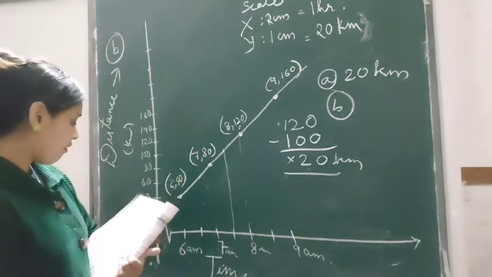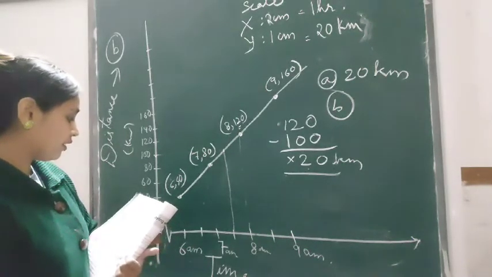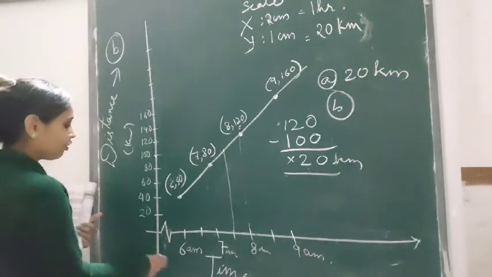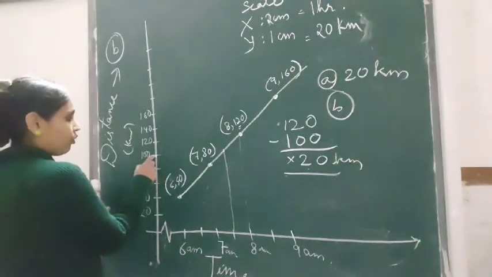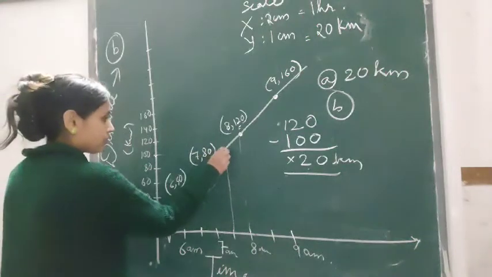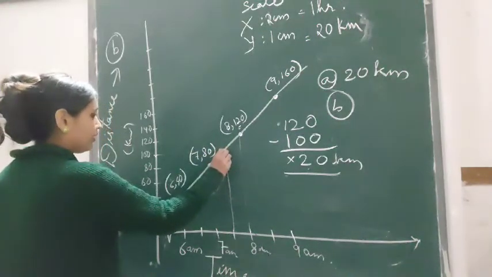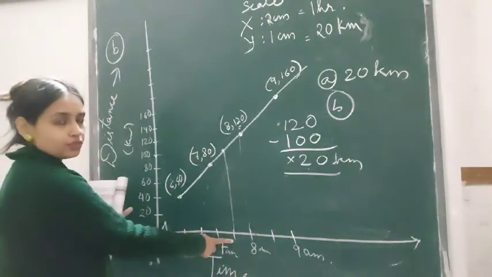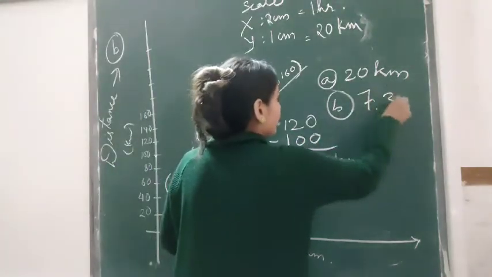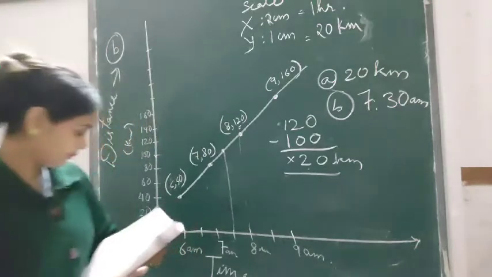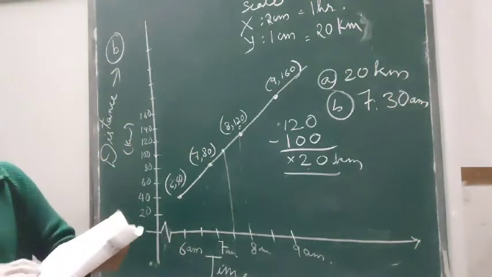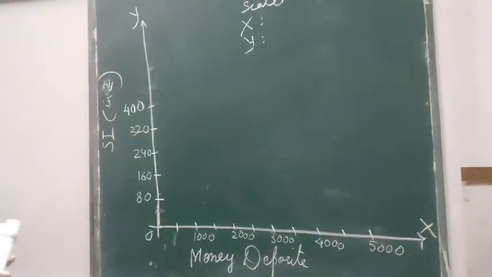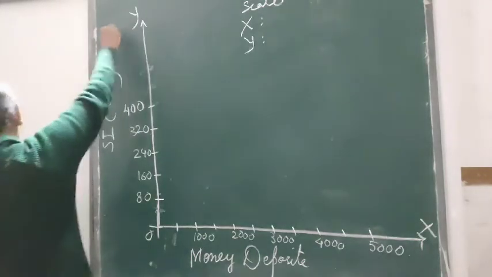Then we go to B. What was the time when the car had covered a distance of 100 kilometers since its start? So at 100 kilometers, 100 kilometers means this. The y coordinate was 100, then what should be the x coordinate? The x coordinate is 7:30. So the time was 7:30 a.m. Okay. So this completes the B part. Then we go to the C part now. This is the C part.